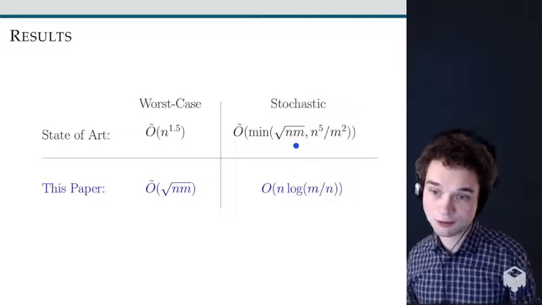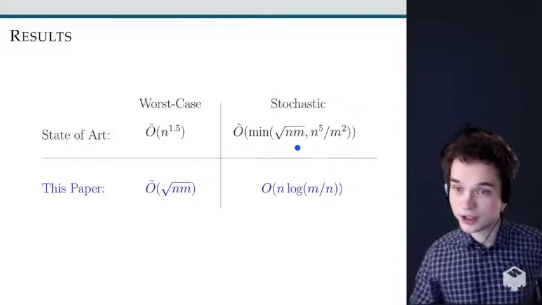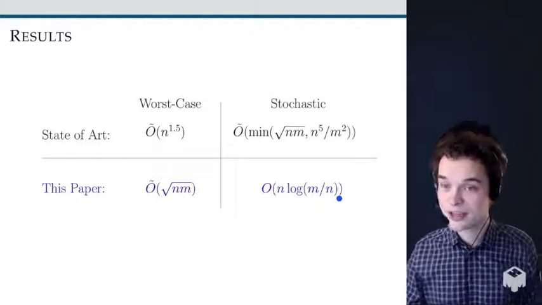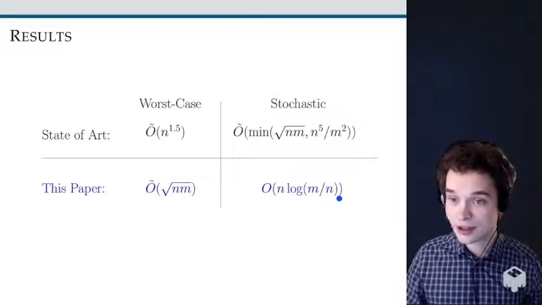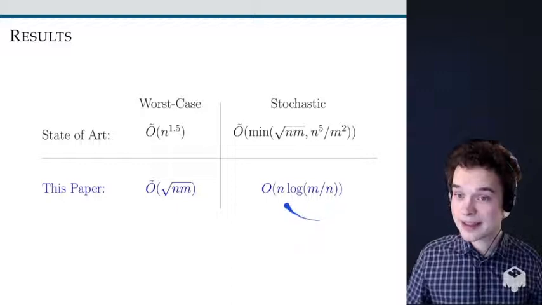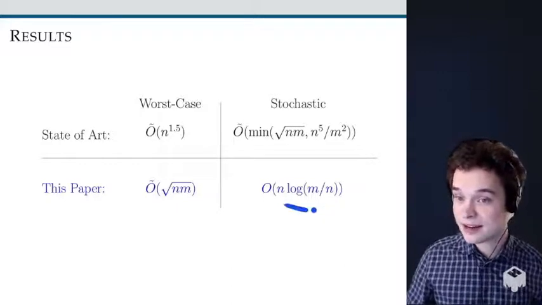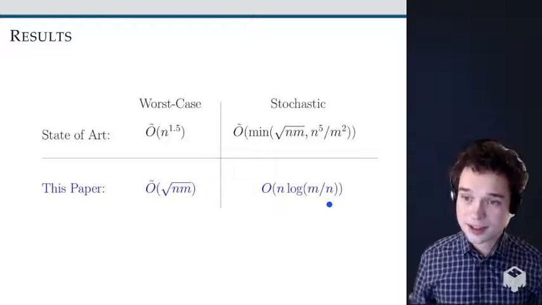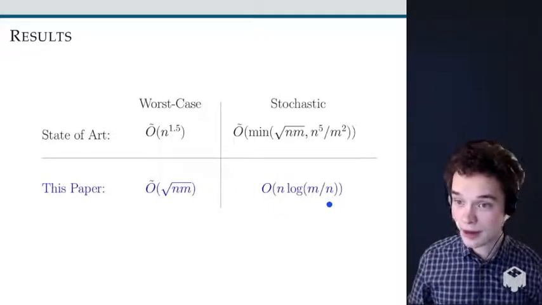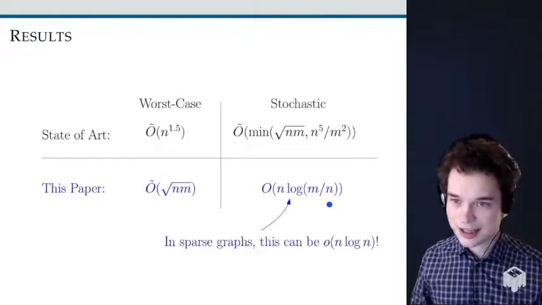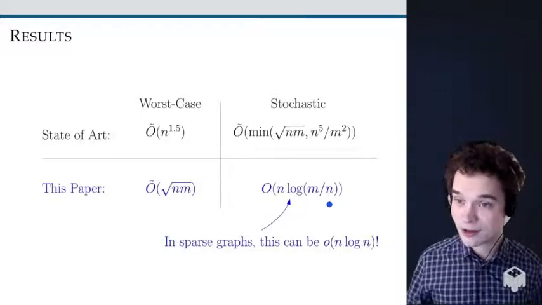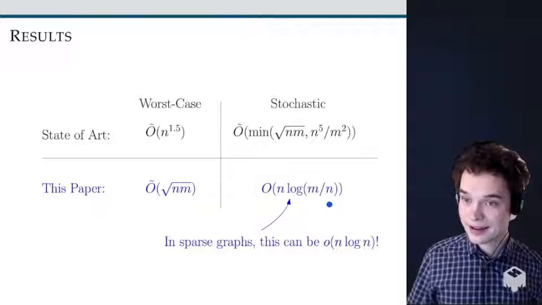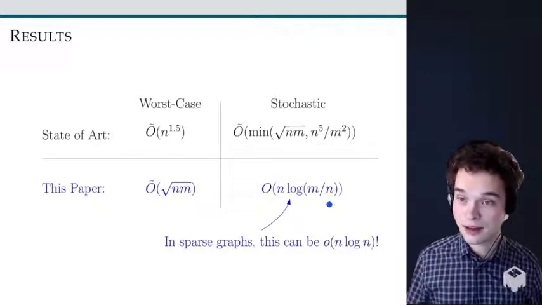And our second result, which is actually our main technical result, shows that we can do really well for the stochastic case. It turns out we can solve stochastic generalized sorting where the expected number of comparisons is order n log m over n. So this is always at most order n log n. But in the case where your graph is sparse, for example, if your average out degree is polylogarithmic, then this would become order n log n.